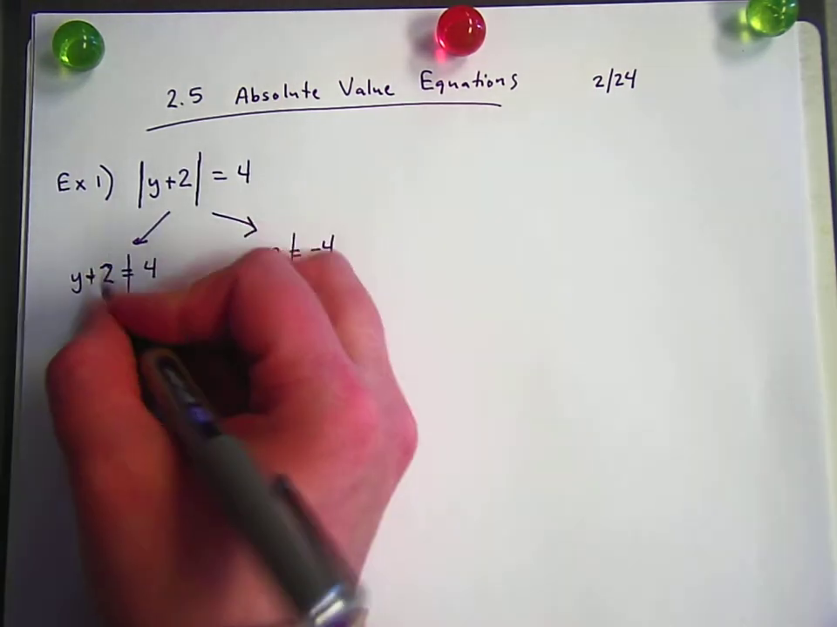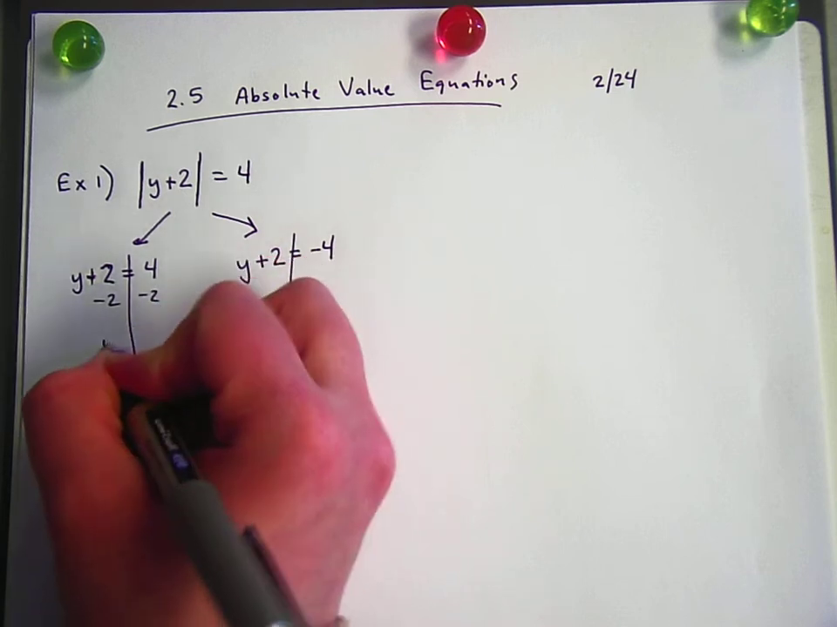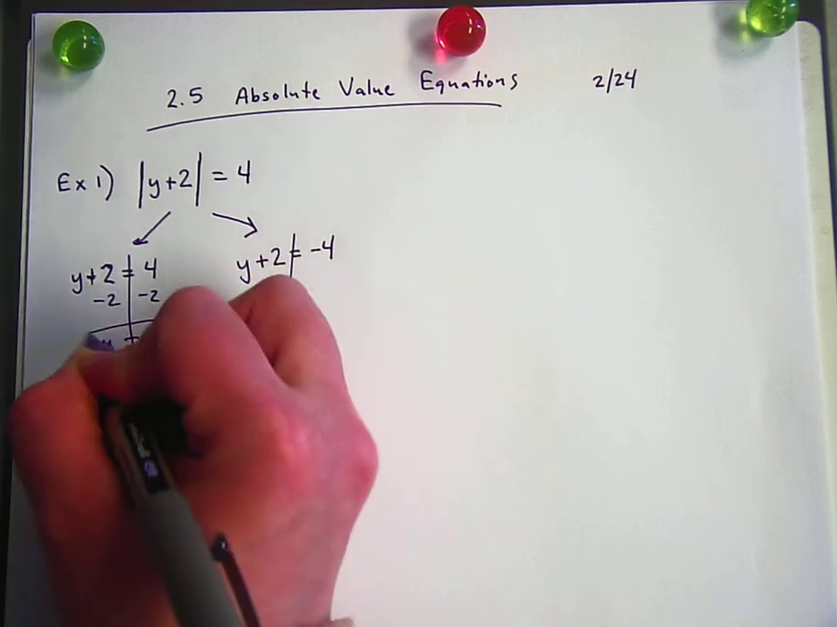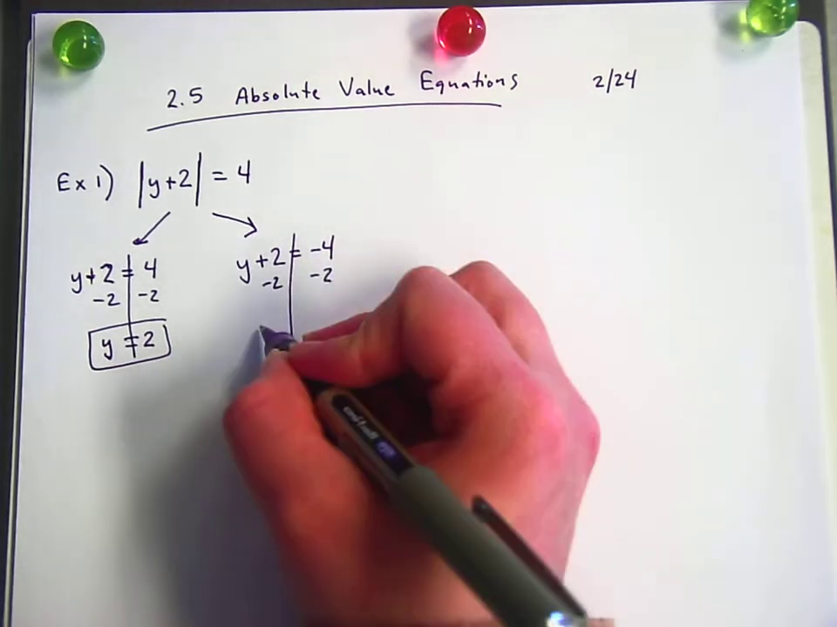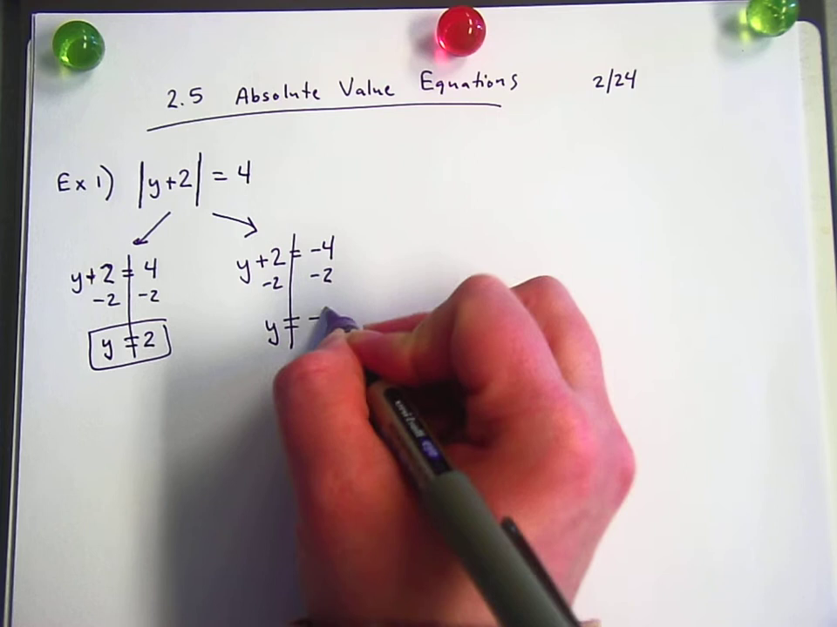So to get y by itself here, I'm going to subtract 2 on both sides, and I get y equals positive 2 as one of my answers. And here I'm going to subtract 2 on both sides, and negative 4 minus 2 is negative 6.